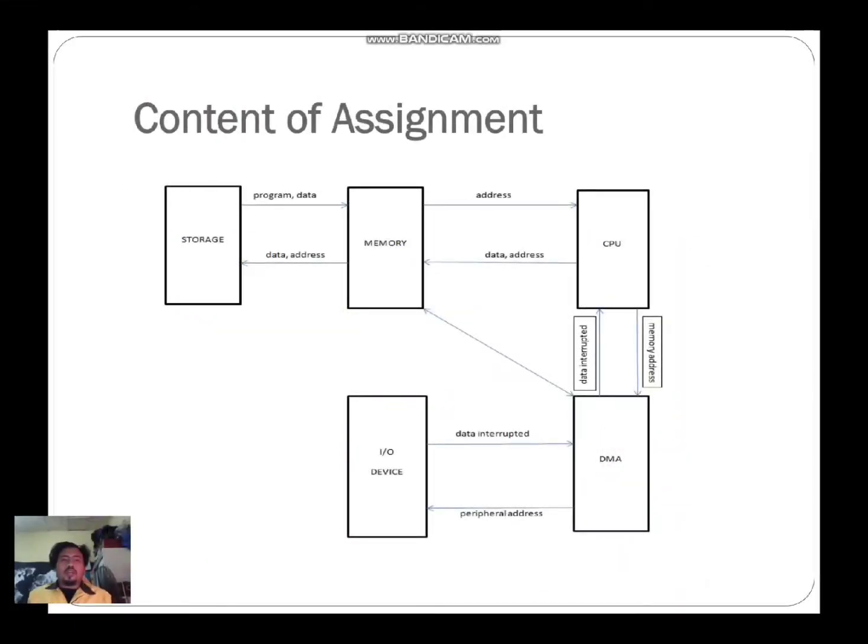Assalamualaikum warahmatullahi wabarakatuh. My name is Muhammad Akil Azri bin Azhar, and today I will present the content of the assignment. For the DMA that we implement, input from the storage will transfer to the input and output device. Input from the storage is transferred to memory with program and data. From memory to CPU with program, data and address. CPU to DMA with memory address, and DMA to input output device with peripheral address.